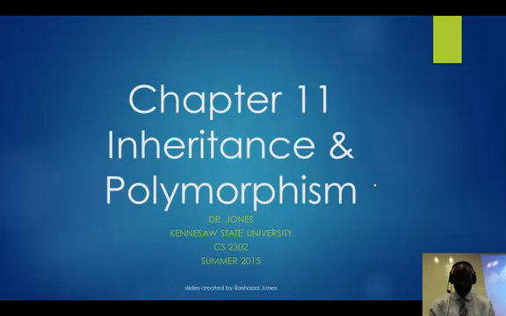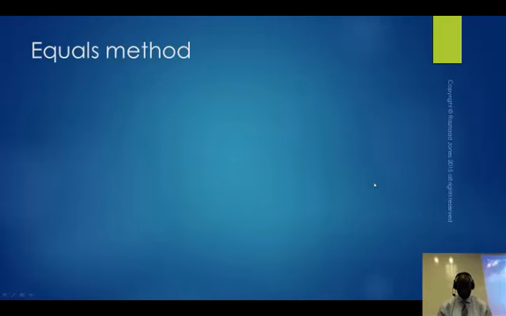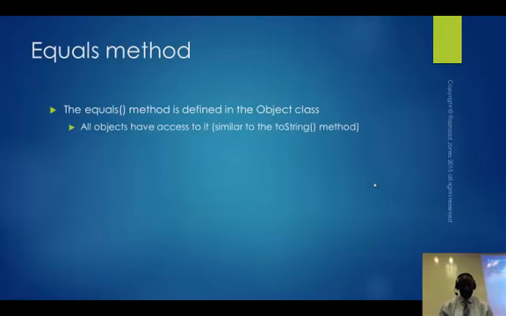Welcome back, and for this lecture we'll be discussing the equals method. The equals method is similar to the toString method. It is a behavior inside the Object class, which means all objects have access to it. Again, very similar to the toString method, and in most cases, this will be overwritten as well.